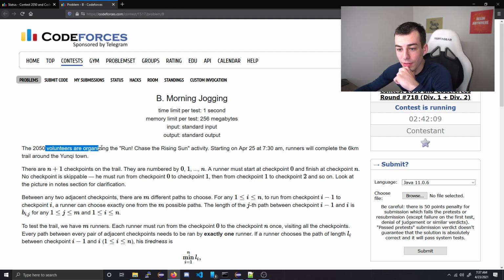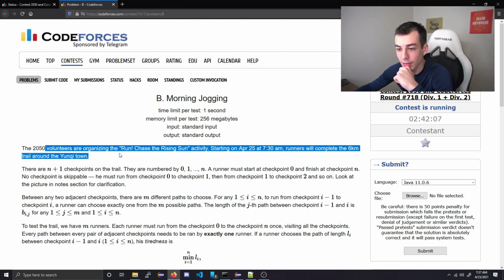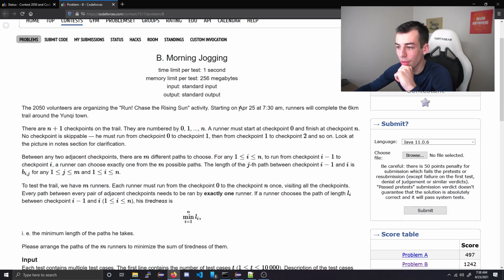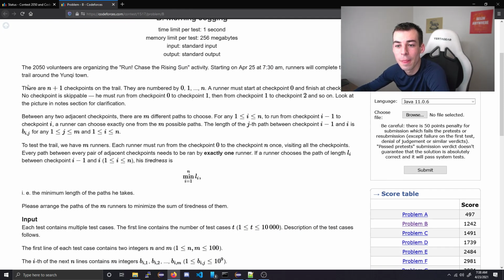The 2050 volunteers are organizing the run. Oh, that's why it's contest 2050, I see. Run, chase the rising sun activity, starting on April 25th at 7:30. Runners will complete 6K. Who runs a 6K? 5Ks are where it's at.